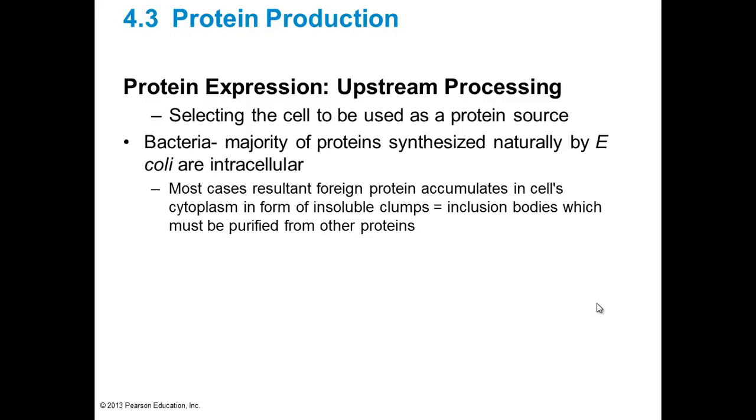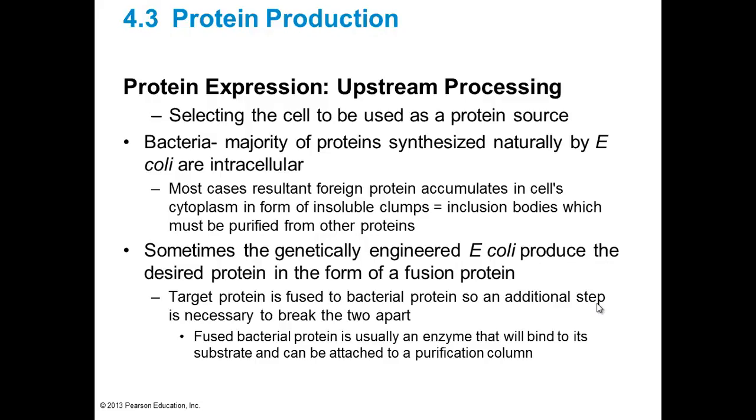And E. coli, the majority of the proteins produced by E. coli are intracellular. So these accumulate in foreign bodies called inclusion bodies, and the inclusion bodies have to be purified out. You actually break open the E. coli, release the inclusion bodies, and then correctly fold and purify the protein.